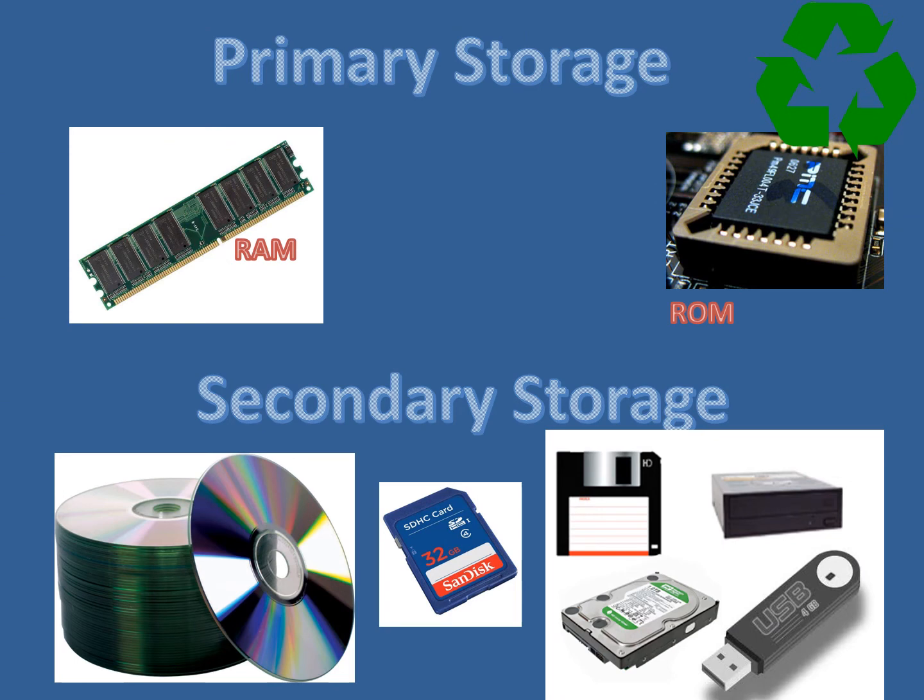Remember the difference between primary and secondary storage. Primary storage is within our computer, RAM or ROM. RAM is volatile, ROM is not. RAM holds the current instructions for the programs that we are running, whereas ROM holds the boot sequences. Secondary storage, remember, holds data that we want to save, which is non-volatile.